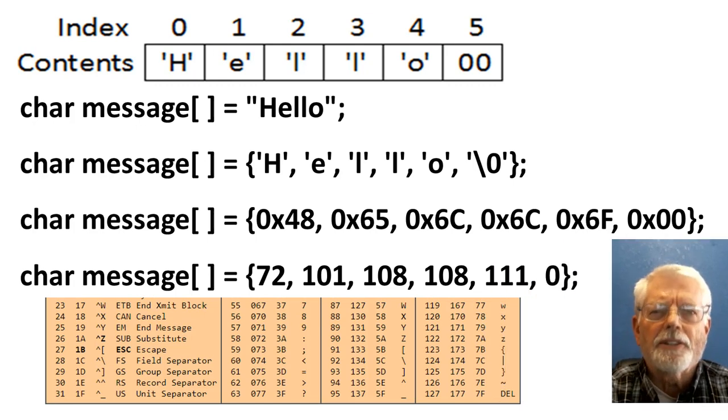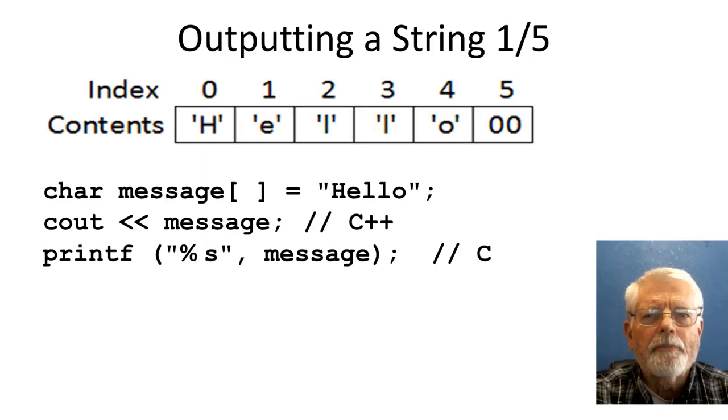Now, let's create the same string using the decimal codes for each character. So, char message[] = {72, 101, 108, 108, 111, 0}; This time, I used a decimal 0 for the null byte instead of the backslash 0. They both do the same thing.